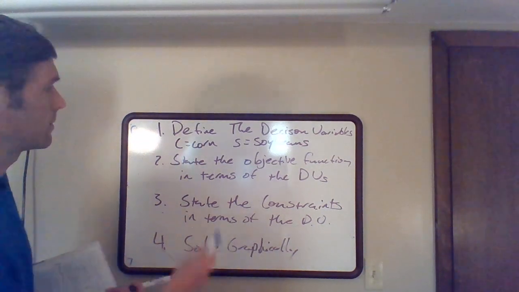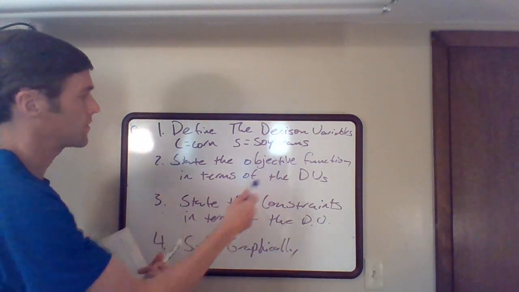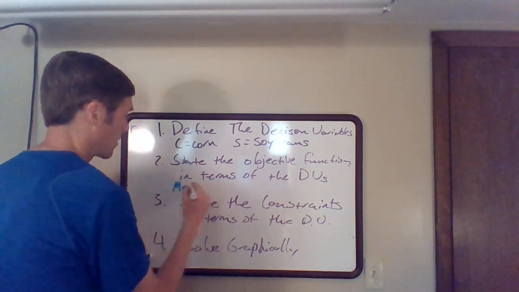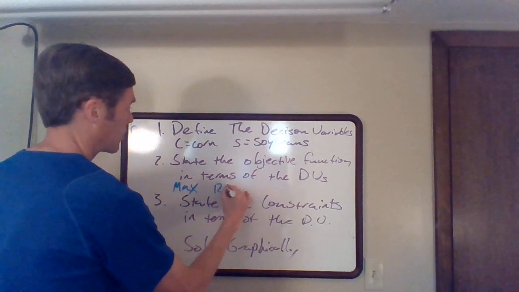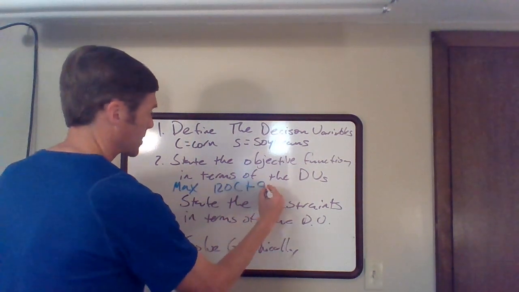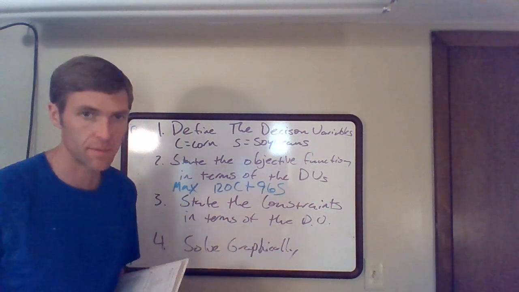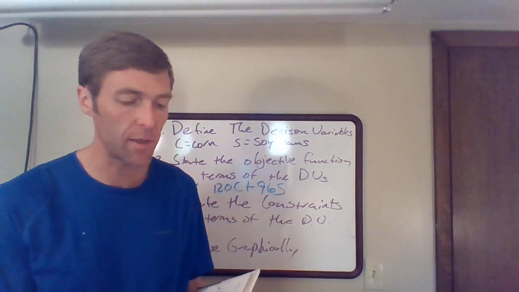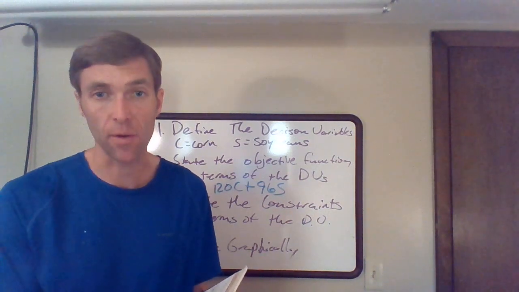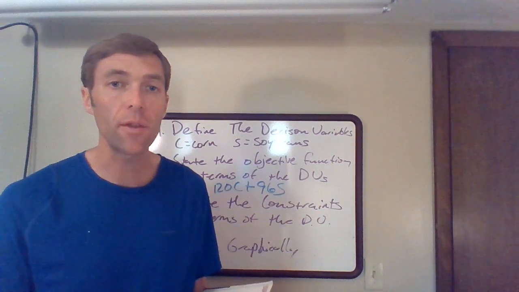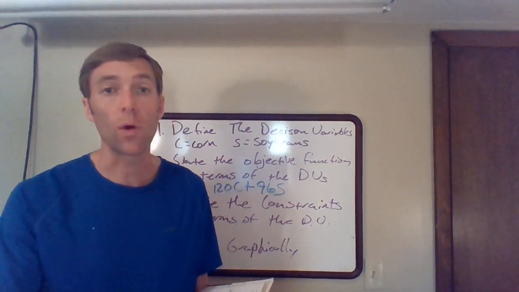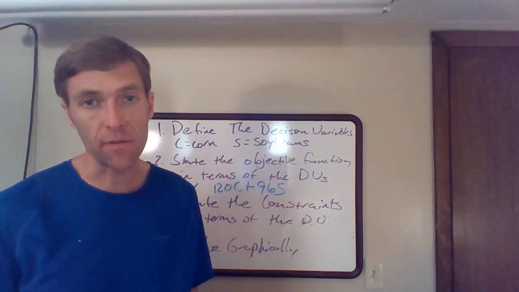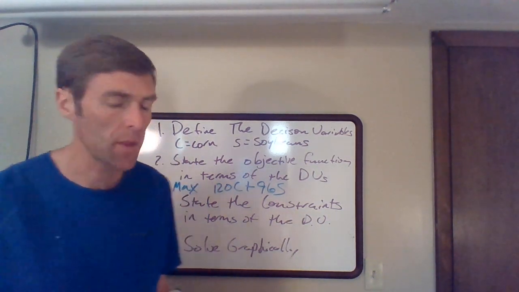The second, state the objective function in terms of the decision variables. We want to maximize 120C plus 96S. This is a profit maximization problem. Linear programming problems typically fall into one of 2 categories at this level for sure. We're either trying to maximize profit or we're trying to minimize cost, which in a roundabout way is maximizing profit, which is what we know firms try to do.